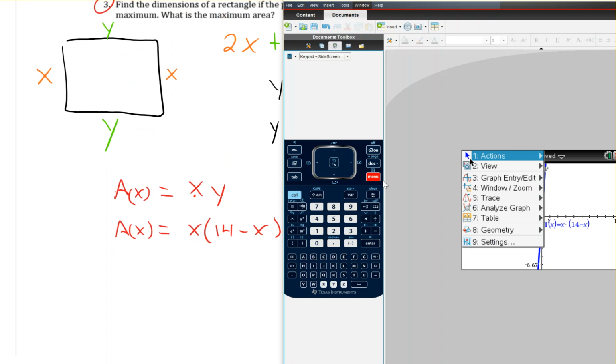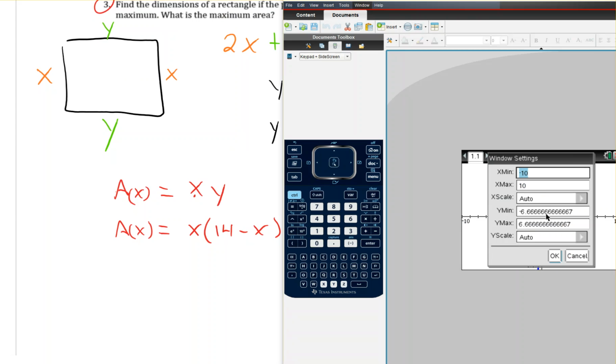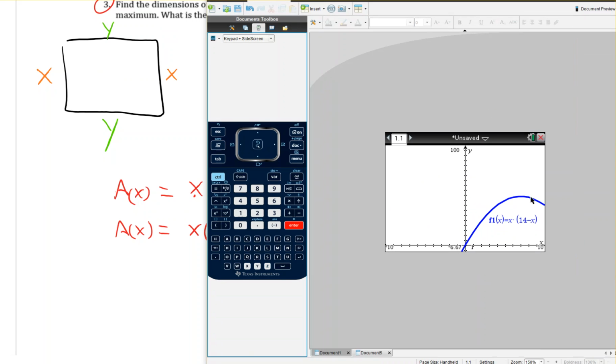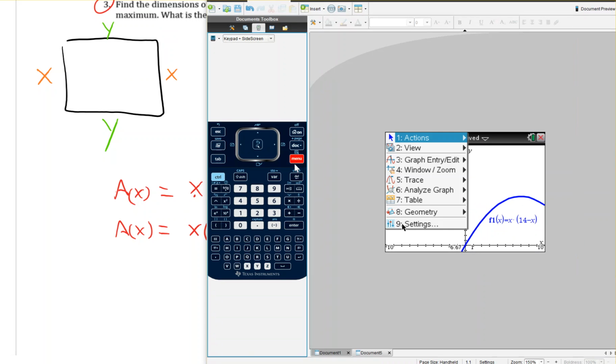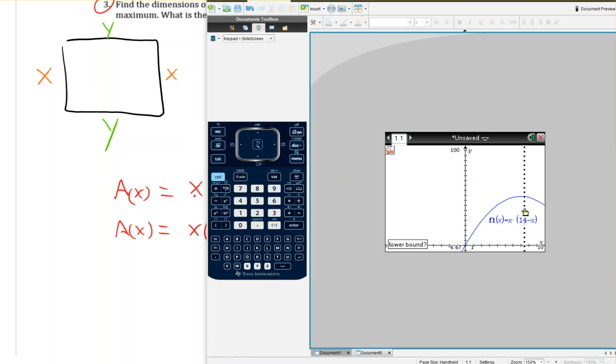So I'll go menu, Window Zoom, Y max is going to be 100, and now we can see it. I don't even really need to go over to the right more. We're probably good because I can just figure out the top there. So let's go menu, analyze graph. That is a maximum value. Go to the left, go to the right, and it's at 7, 49.